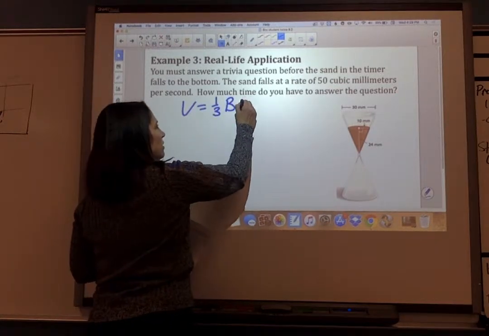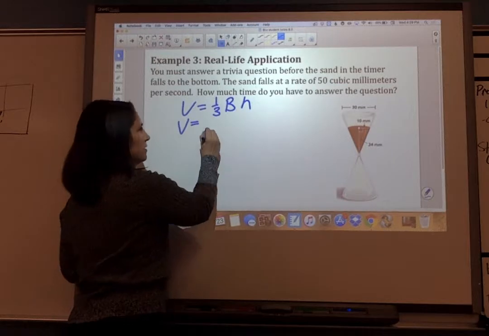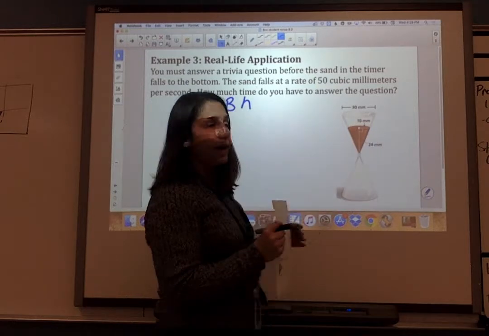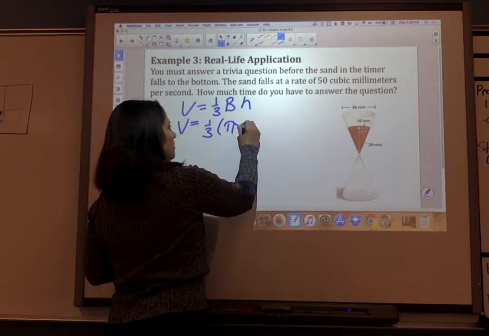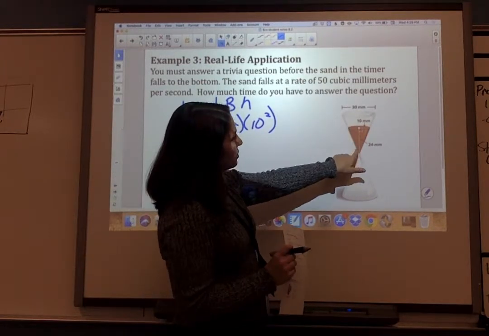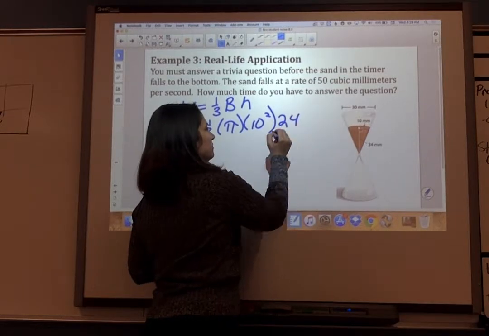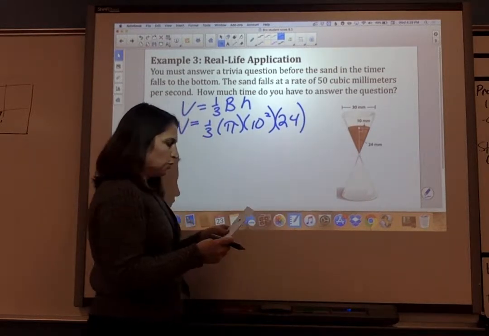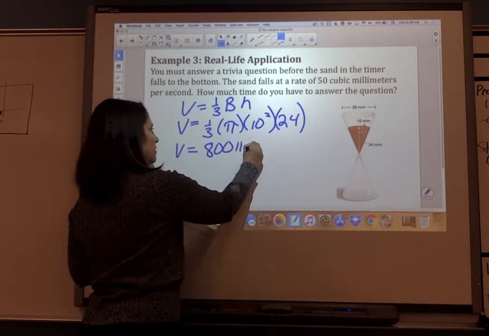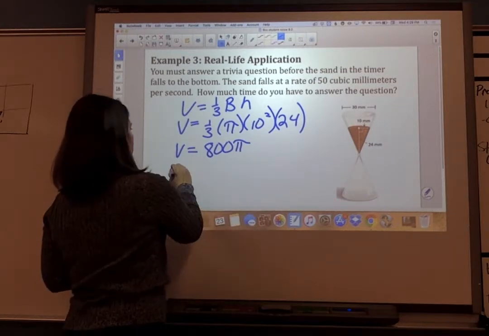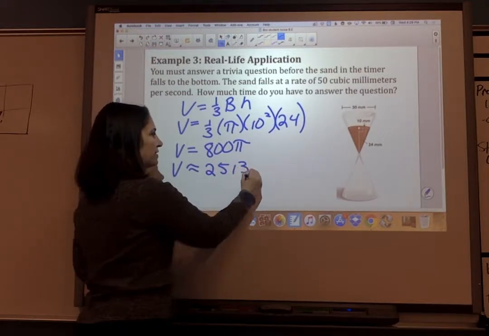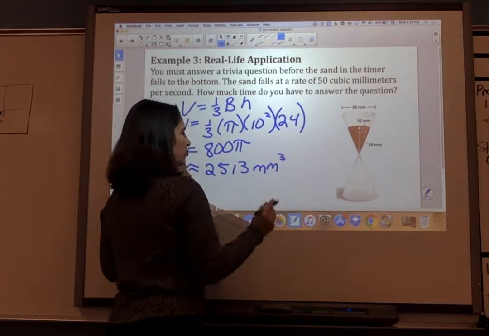That's 1/3 times the base times the height. And our base in this case is pi times 10 squared. And our height is 24 millimeters. We're going to simplify that. Volume equals 800 pi. And we'll use our calculator to find that the volume is approximately 2,513 cubic millimeters.